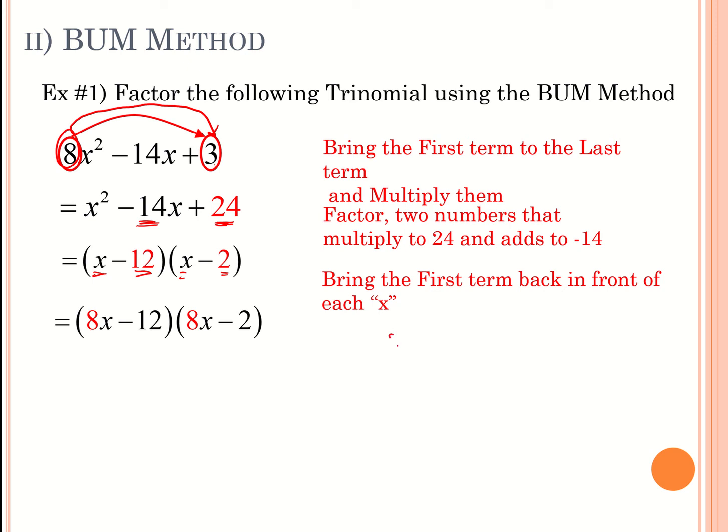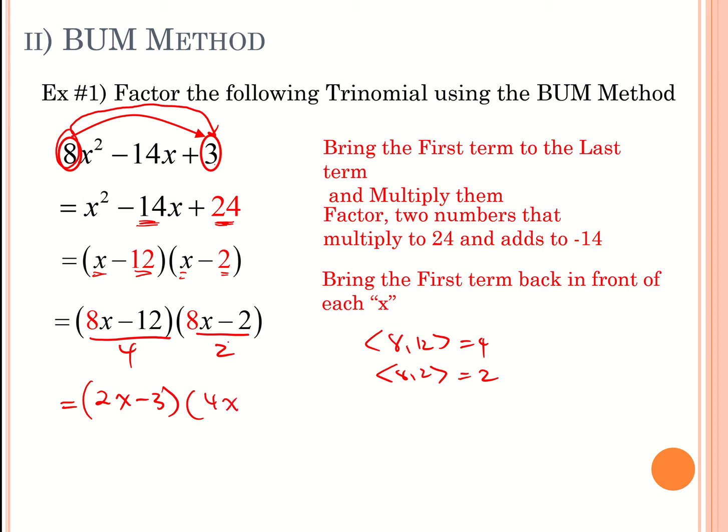So you look at 8 and 12, your greatest common factor is 4. So what I'm gonna do now is divide this whole thing by 4. Just divide it. So you get 8x divided by 4 is 2x, 12 divided by 4 is 3, so minus 3 because it's negative, okay? And then you look at the next bracket, 8 and 2, your greatest common factor is 2. So I'm going to bum out the 2. So then you get 8x divided by 2 is 4x, 2 divided by 2 is 1, so minus 1, and that's it. This is the bum method, okay? So hopefully, you remember the steps. You bring the first number to the back, you multiply it, you factor it if it was just a trinomial like this.